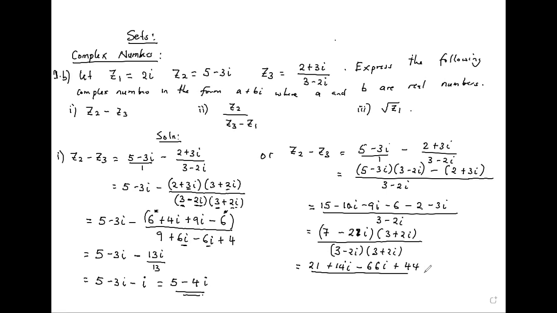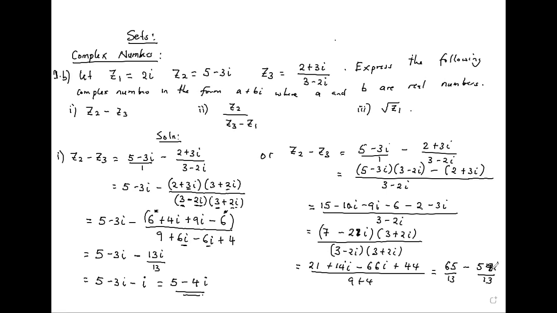Yeah, over. Here you said 9 plus 4. Okay. Then now 21 plus 44, we get 65. And then minus 66 plus 14, we are subtracting. So we get minus 52i over 13. When you subtract there, then now you divide.